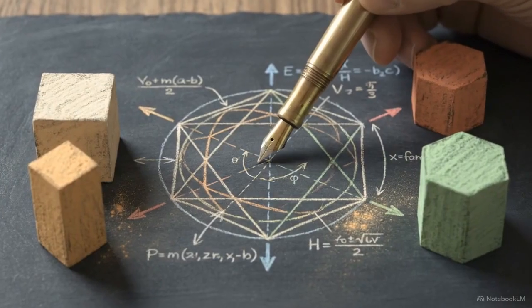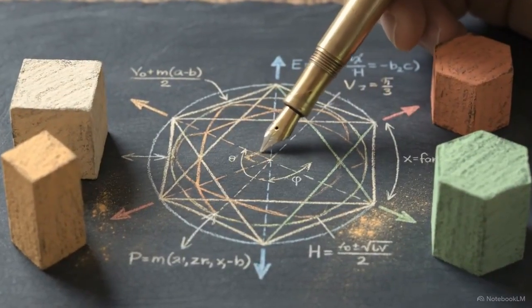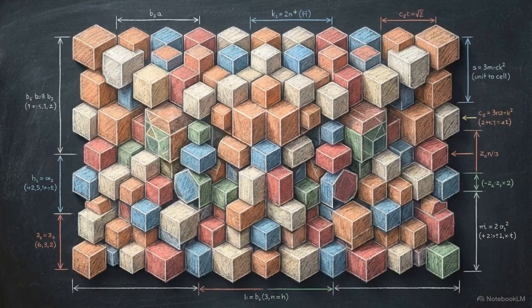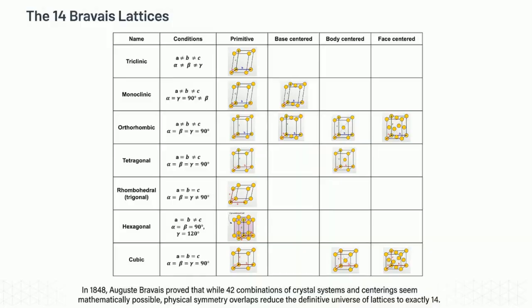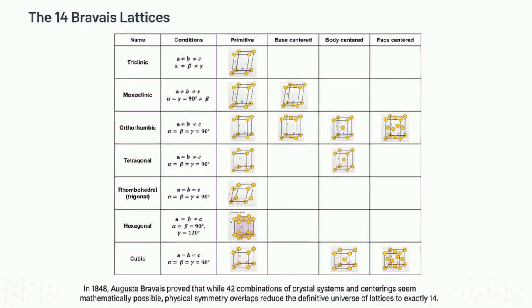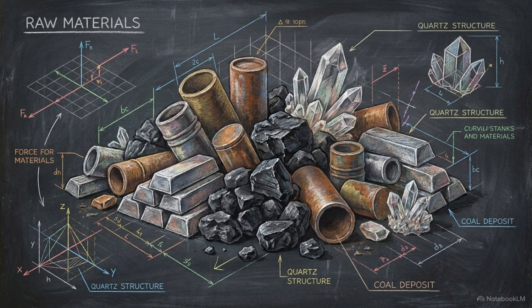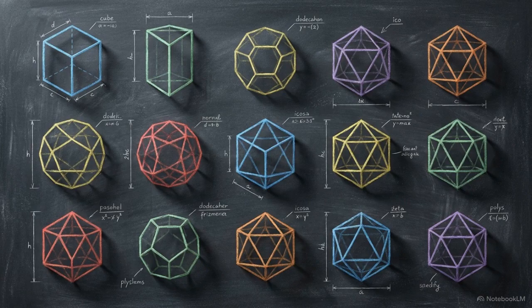In 1848, the physicist Auguste Bravais mapped out exactly how these external systems and internal centerings could combine to seamlessly fill a 3D volume with repeating translational symmetry. His proof showed that while multiplying the 7 systems by the centerings seems to yield 42 apparent mathematical combinations, physical symmetry overlaps cancel most of them out. The definitive universe of valid space-filling lattices is limited to exactly 14.